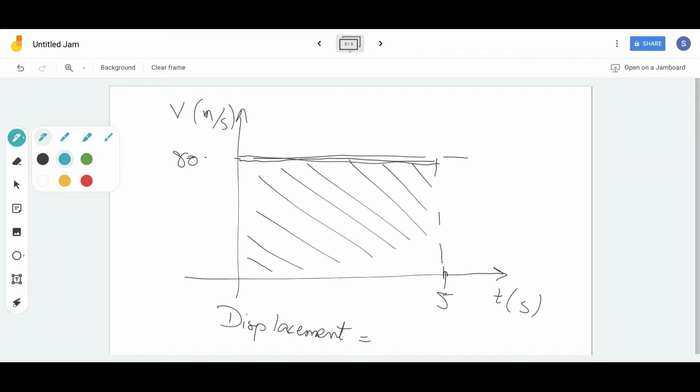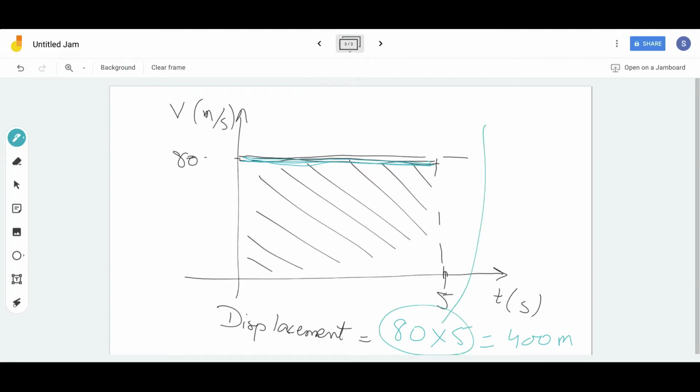So let me use a different color. This is the line, the average velocity over the entire distance. So the displacement is going to be 80 times 5, which is going to give you 400 meters. And if you were to do dimensional analysis on this part right here, it's 80 meters per second times 5 seconds. So second and second cancel out, and 80 times 5 is equal to 400, and meter is the only unit that carries forward. So that's your meter part.